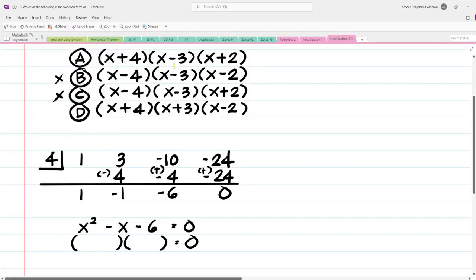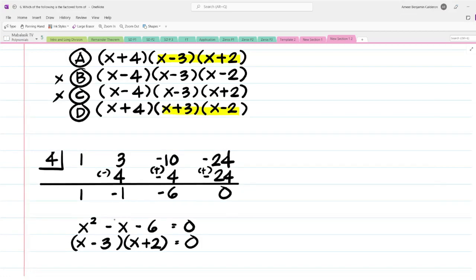Either eto or yun. So, ano yung pipiliin natin? Depende dito sa x squared minus x minus 6. So, we have a minus 6. So, therefore, alam na natin, isang 3, isang 2. Isang positive, isang negative. Pero ano yung negative, ano yung positive? Negative yung 3, positive yung 2. Bakit? Kasi we have a negative 1 in the middle term. So we need the larger absolute value to be negative. Kaya negative yung 3. So therefore, our final answer is letter A.